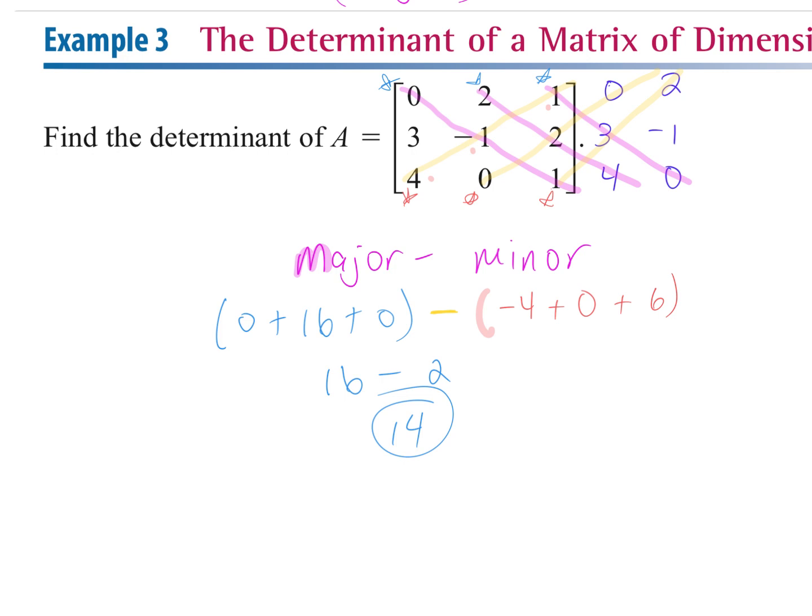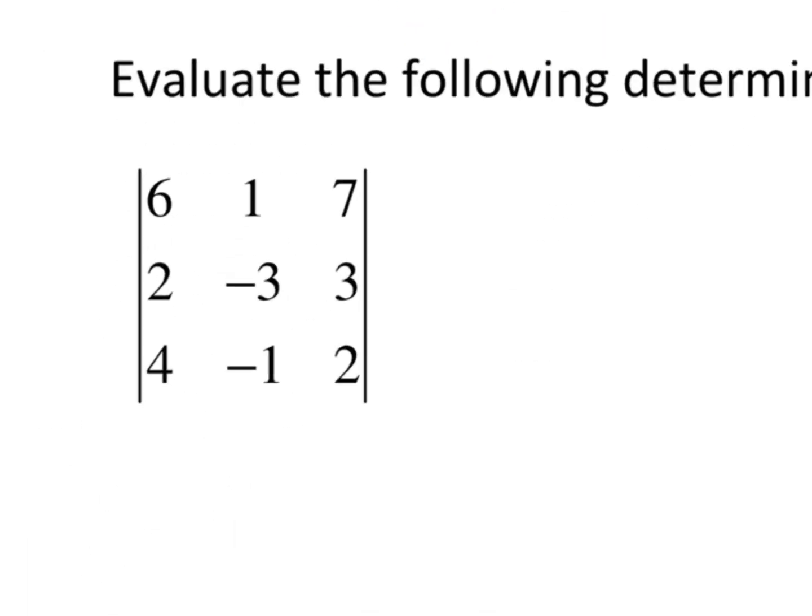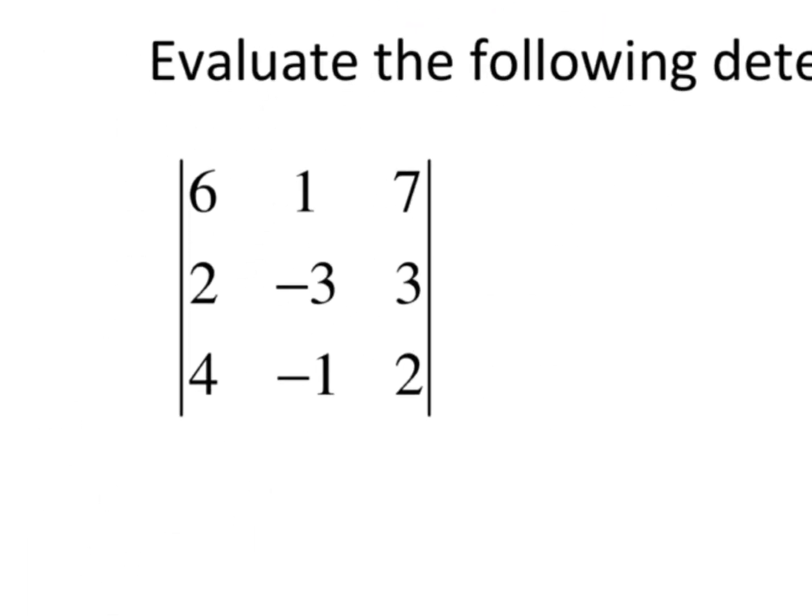No, you guys all right? All right, let's do the next one. It's a 3 by 3, so what's the first step I have to do? Rewrite the first 2 columns. So out here I'm going to say 6, 2, and 4. And then 1, -3, -1.